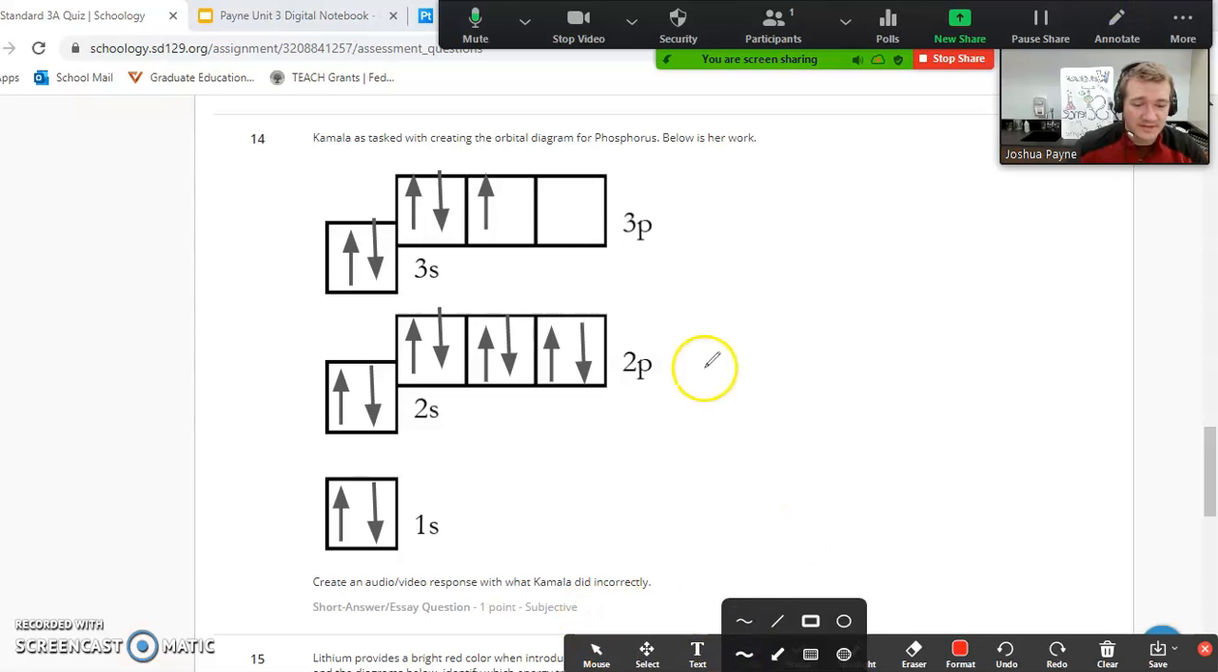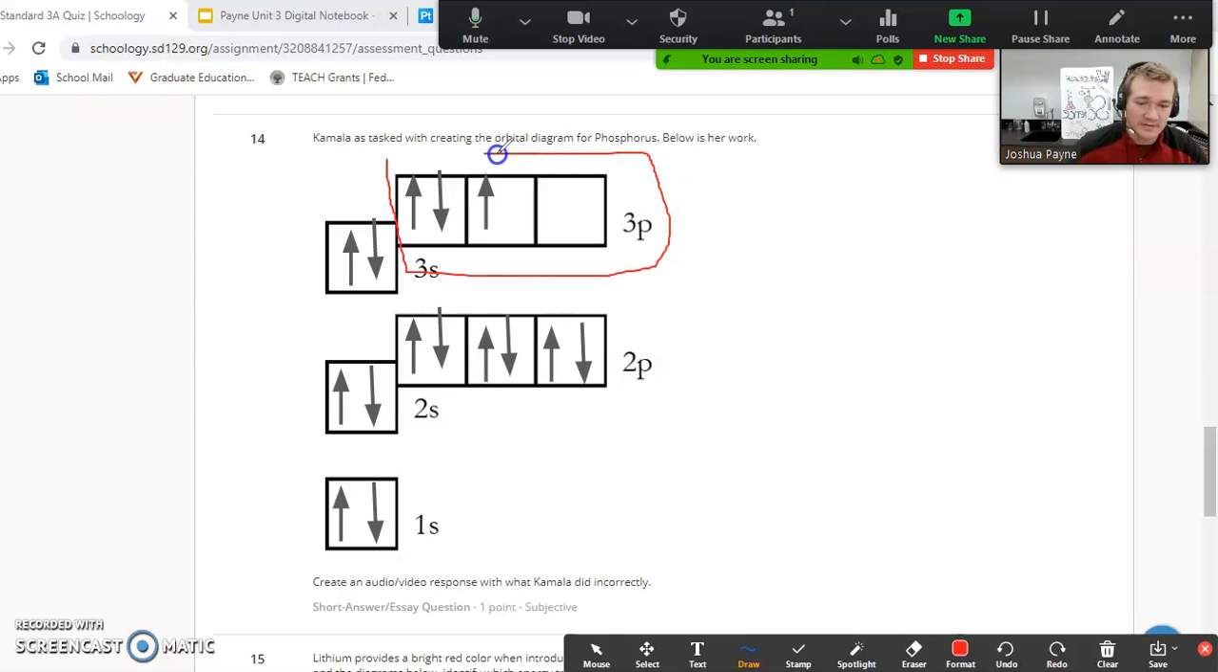But the issue is that in this 3p level, she paired up these 2 electrons before spacing them out. In reality, we should get rid of this down-facing electron and put an up-facing one in this room, because they like to be spread out unless they have to double up.